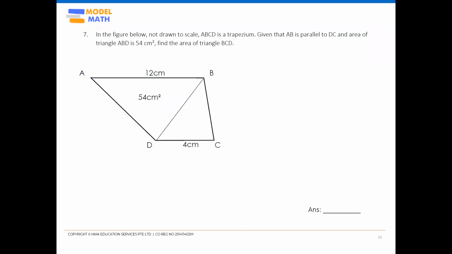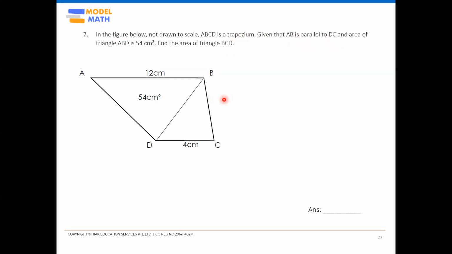In the figure below, not drawn to scale, ABCD is a trapezium. And given that AB is parallel to DC, the area of triangle ABD is given as 54 cm squared. Find the area of triangle BCD. So what we have been given in the question is that this whole thing is a trapezium, and they even tell us that line AB is parallel to the line DC.